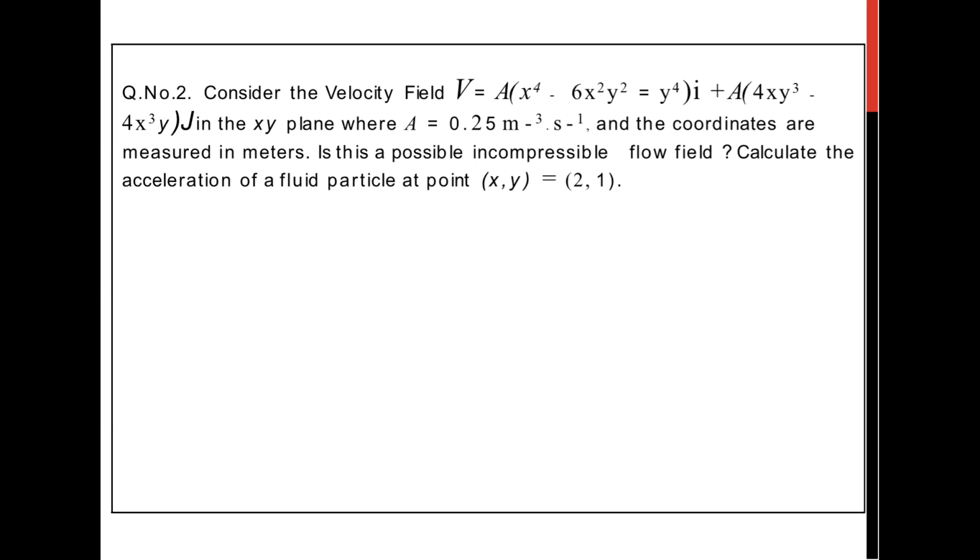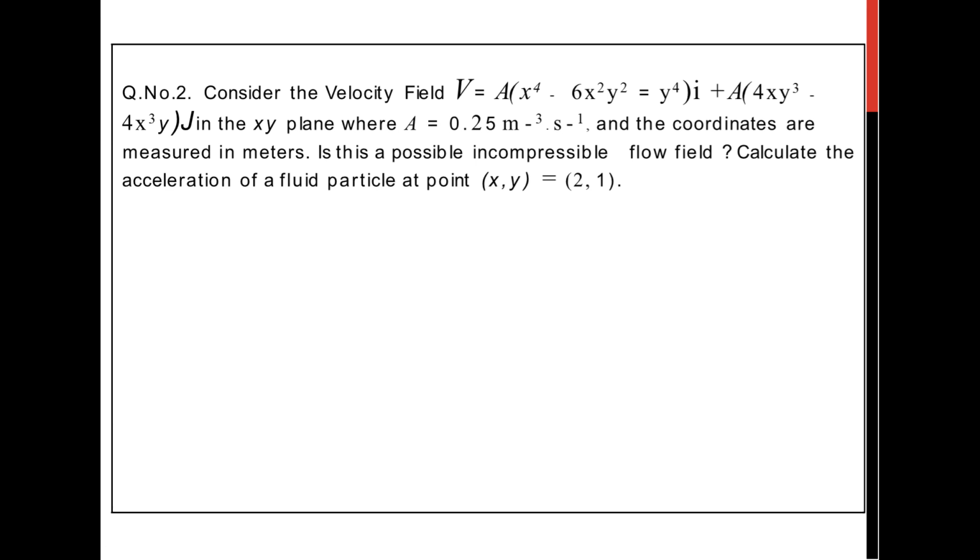Now coming to the second question, consider the velocity field V equal to a times x to the power 4 minus 6 x square y square plus y to the power 4 i cap. This is the x component of velocity, and this is the y component of velocity, which is equal to a times 4x y cube minus 4x cube y, and it is in the xy plane, where a equal to 0.25 meter to the power minus 3 second to the power minus 1, and the coordinates are measured in meter. Is this a possible incompressible flow field?